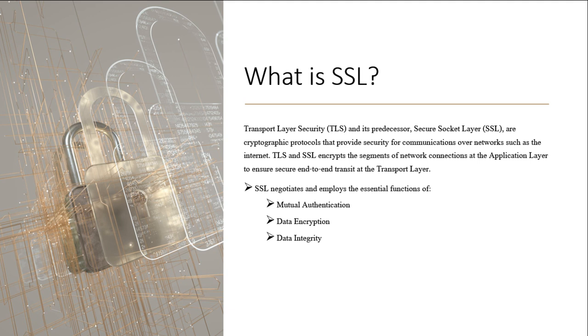After SSL 3.0, we have been using TLS 1.0, 1.1, 1.2, and nowadays we use TLS 1.3, which is highly secure and uses very strong ciphers. These are cryptographic protocols that provide security for communication over the internet, right? SSL or TLS encrypts the segments of the network connection at the application layer to ensure secure end-to-end transit at the transport layer. SSL provides you mutual authentication, data encryption and data integrity.